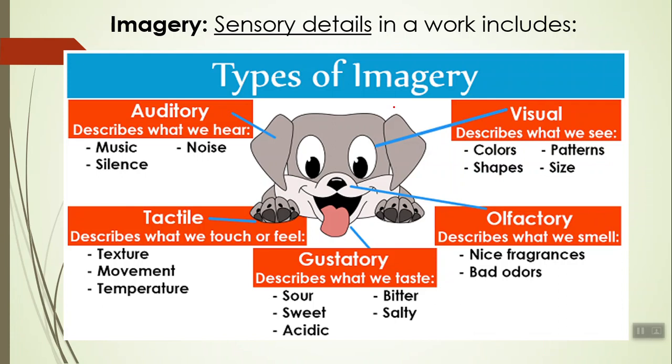Visual. Tactile describes what we touch or feel, so texture, movement, temperature. A fuzzy blanket, the cool snow, the way someone looks when they're running versus jogging. Gustatory is what we taste: sour, sweet, acidic, bitter, and salty. And olfactory, what we smell. What's interesting, I think I mentioned this in another lecture, is that we don't have a lot of olfactory imagery because I think that fragrance and odor is kind of hard to describe. It's also the sense that's actually most connected to memory.